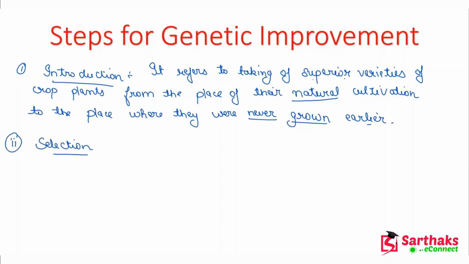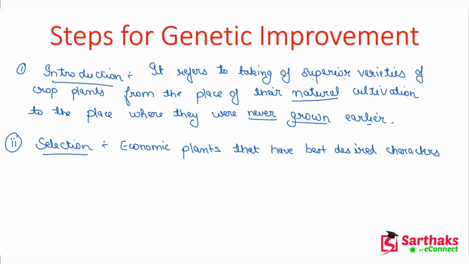Now the next one is selection, and it is the process in which economic plants that have best desired characters are picked up from the given population, and seeds.